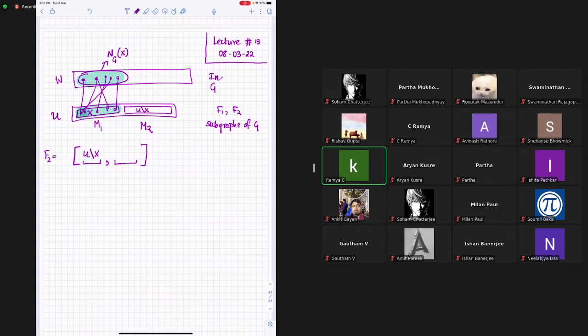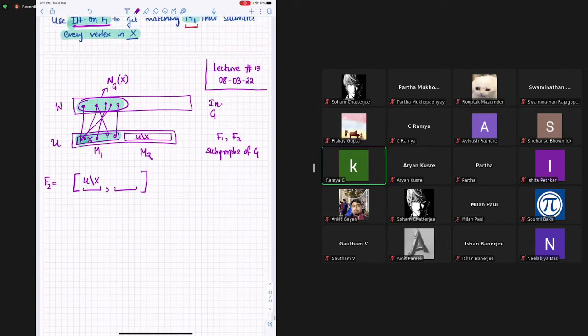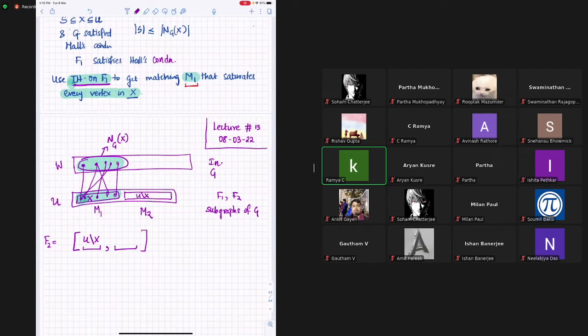Is this not clear? If it is not clear, we'll do it again. Even if one of you has a doubt in this, or if you don't understand what we are doing at all, then we'll go over this again. W minus N_G(X).